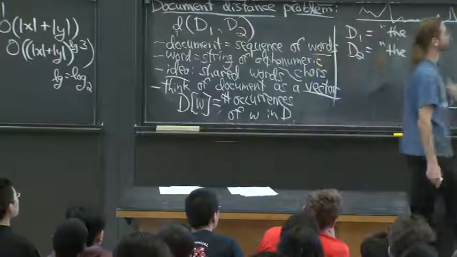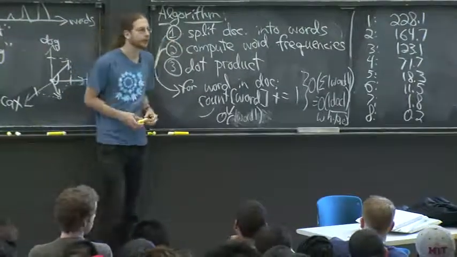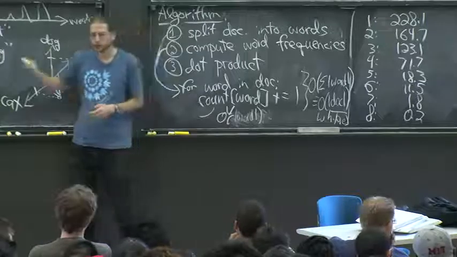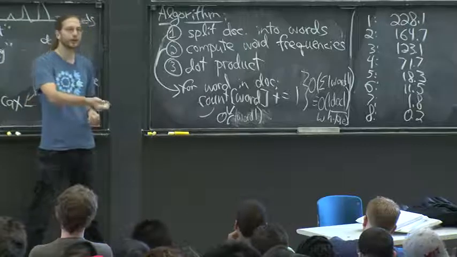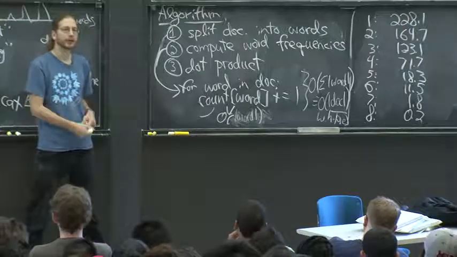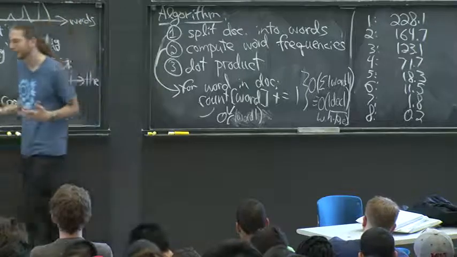Let's go back to this first step. How would you split a document into words in the first place? Run through the string, and every time you see anything that's not alphanumeric, start a new word. OK, that will run in linear time. That's a good answer.